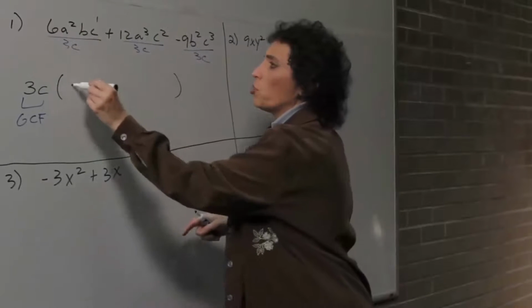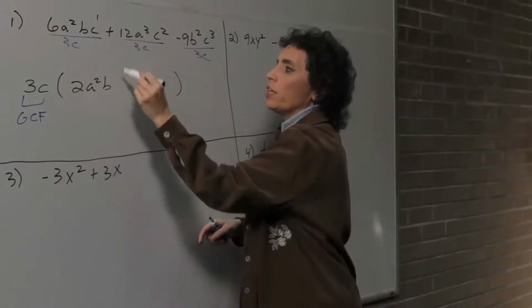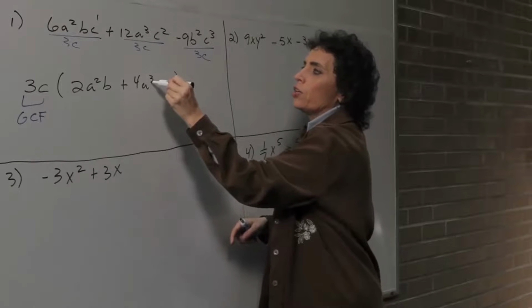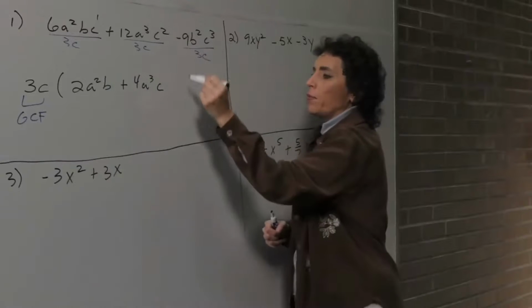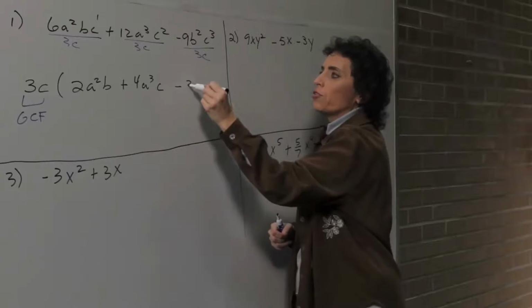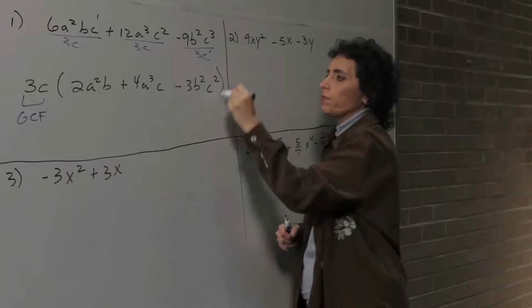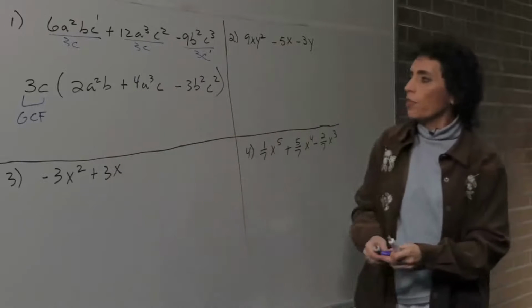3 into 6 goes twice. A squared stays, B stays, C is gone. Plus 3 into 12 goes 4 times, A cubed C, because one of the C's is gone. It's okay. Negative divided by a positive is a negative. 3 into 9 goes 3 times, B stays, and then we get C squared. And that's it. Those are my factors.